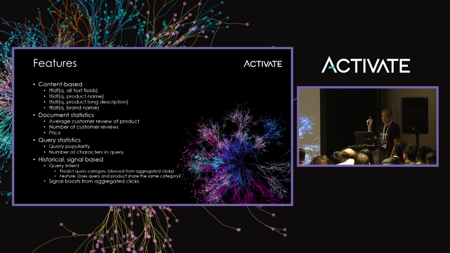So in this particular model, here are some of the features that I use. Content-based features, you've heard of those. Document statistics, so average customer review of the product, the number of customer reviews, the price of the product. Statistics about the query, so the popularity of the query. This ends up being a pretty informative feature. I'm going to talk about this a little bit more later. And the number of characters in the query.